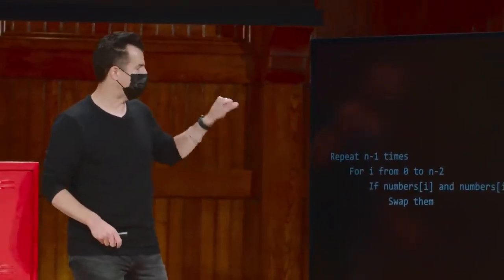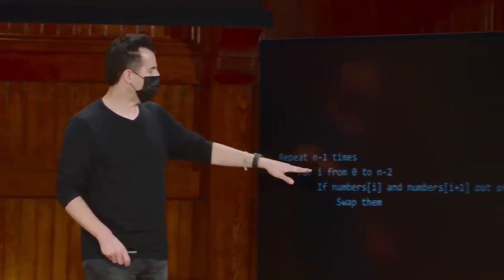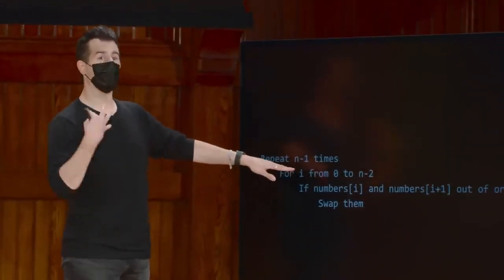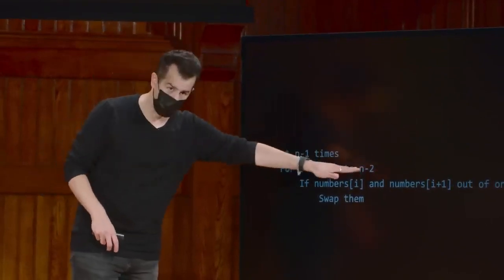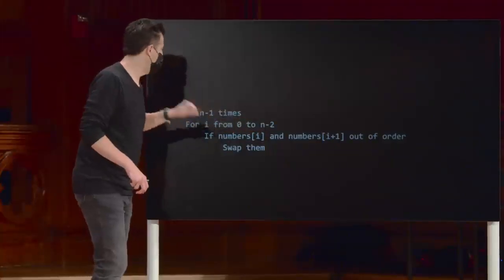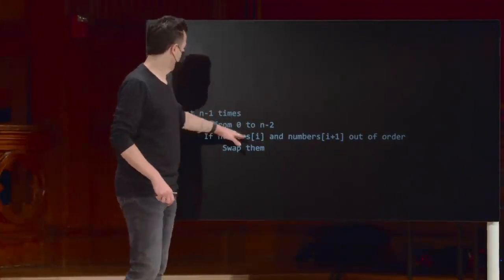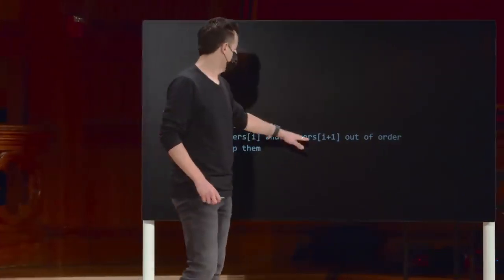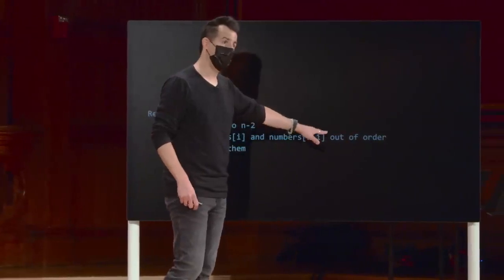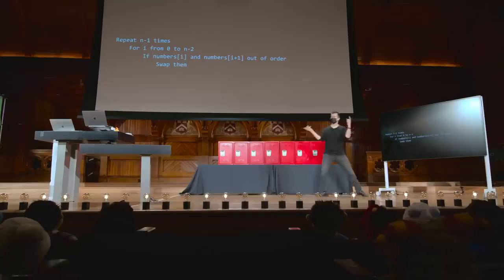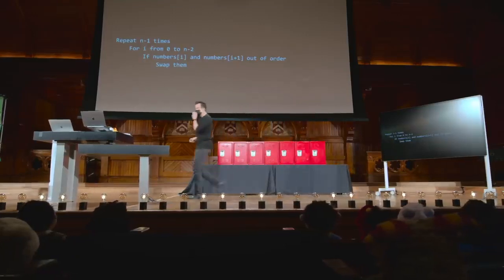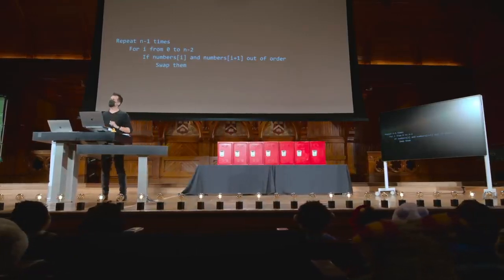We repeated the following n minus 1 times. We initialized, even though I didn't verbalize it this way, a variable like i from 0 to n minus 2, and then I asked this question: if numbers[i] and numbers[i+1] are out of order, then swap them. I just did it more intuitively by pointing, but this would be a way with a bit of pseudocode to describe what's going on.